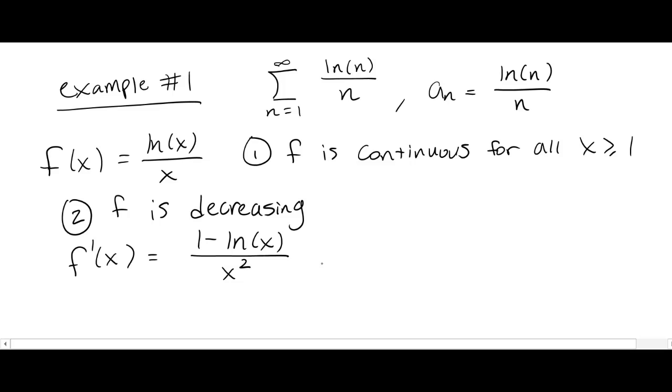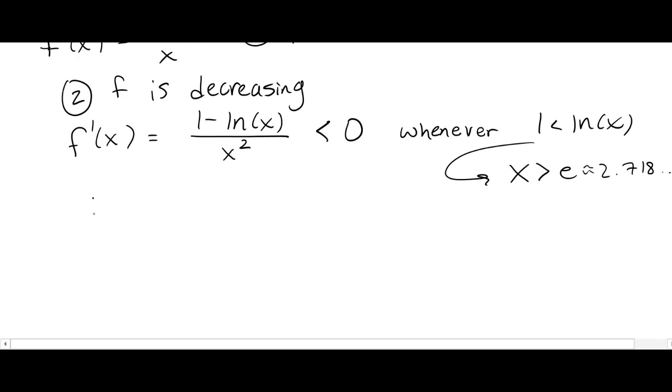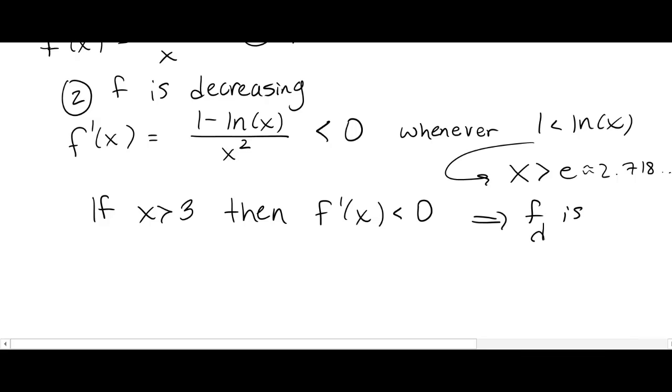So this will be less than 0 whenever 1 is less than the natural log of x, whenever the numerator is a negative number. So 1 is less than the natural log of x means that x is bigger than e, which is roughly 2.718. So as long as x is bigger than 3, then the derivative of f is less than 0, so f is decreasing. So that's the second condition satisfied.